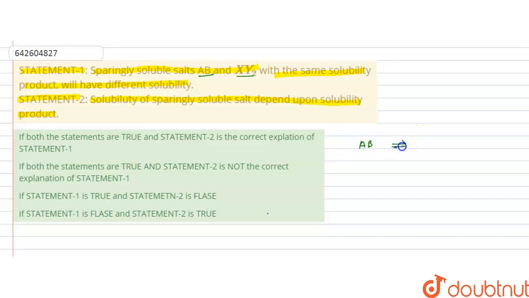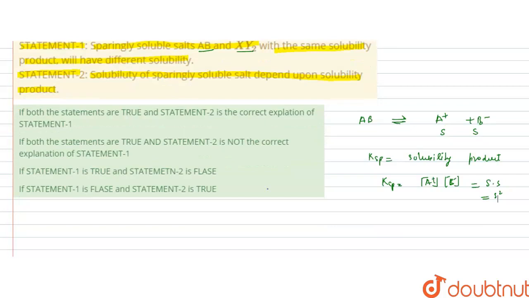dissociate AB, it will dissociate as A plus and B minus. Its solubility will be S, and for B it is also S. So its Ksp, that is the solubility product, will be the concentration of A positive and the concentration of B negative. So this will be S into S, that is S square. So its solubility will be the square root of Ksp.